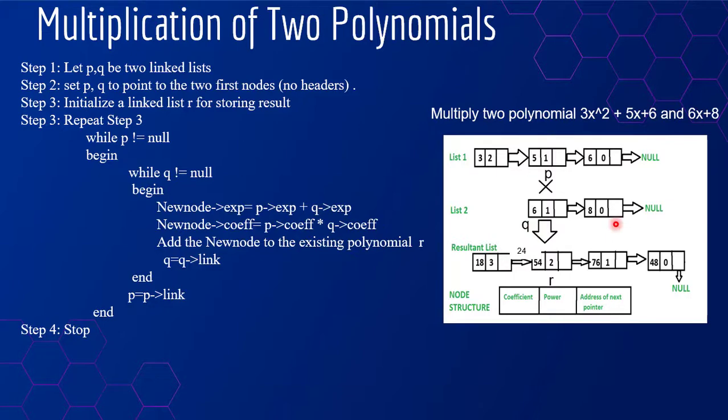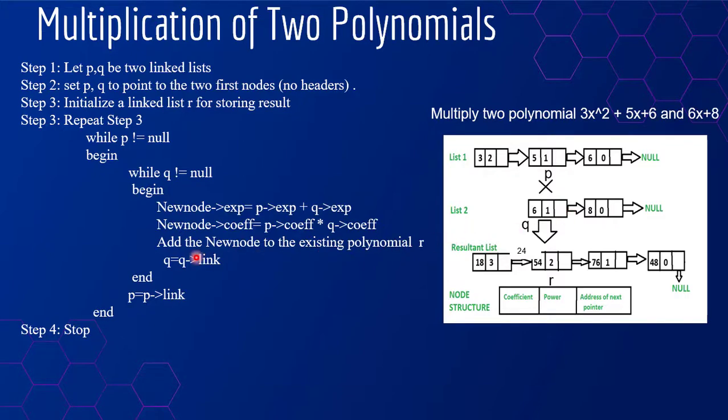So what happens in the next iteration? Q will be here and it will be multiplied with this node, and Q becomes null after that. And after that, P will be here and P will be multiplied with these two nodes also.